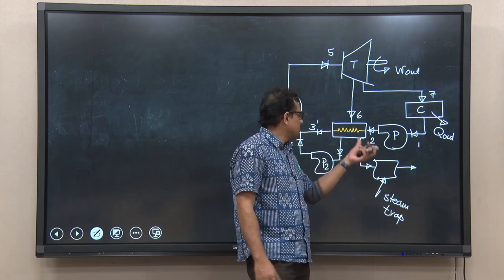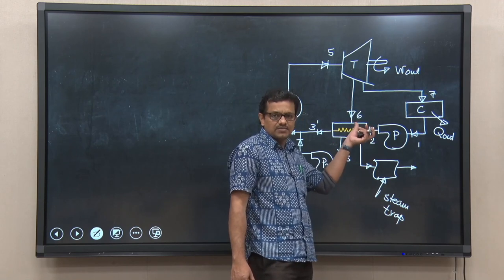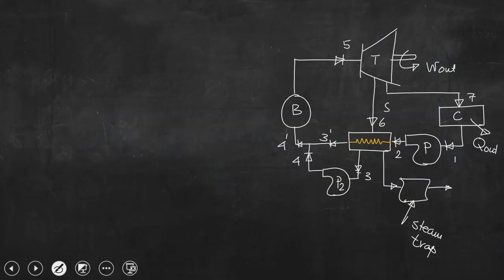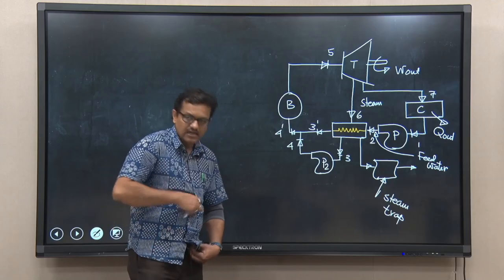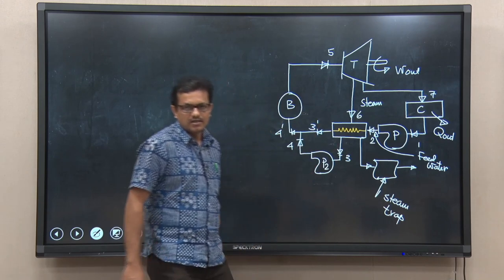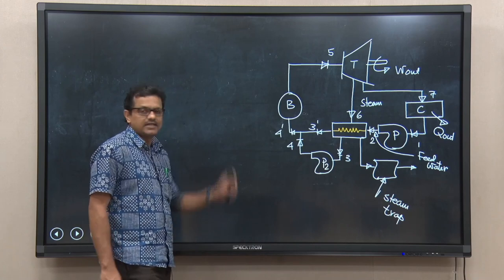Why is it closed type? You can understand two different streams are not mixing directly together. So this is the steam flow and this is the feed water. While feed water is passing through the coil, steam is allowed to pass over the coil, and during this heat exchange the feed water temperature can be increased before it enters the boiler, and that is the objective of this particular cycle.